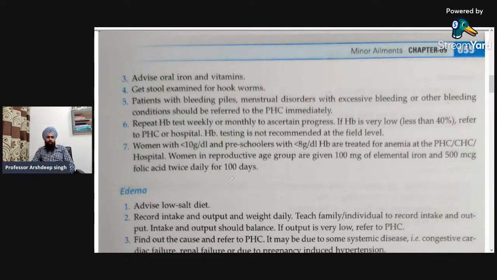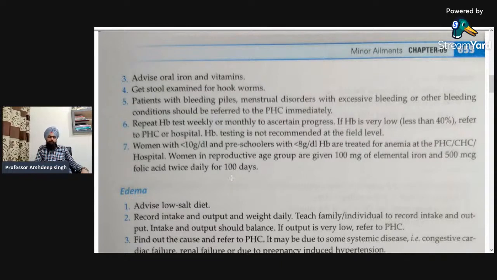Next, repeat Hb test weekly or monthly to check progress. And if Hb is very low, less than 40%, refer to the PHC or the hospital, and testing is not recommended at the field level. So Hb level has to be tested at specific intervals so that we can assess the condition of the patient. If it is less than 40%, immediately refer the person to the PHC.